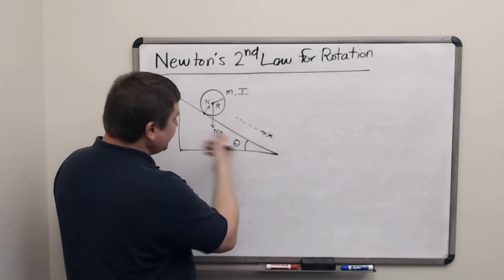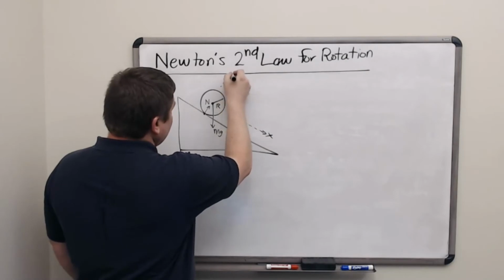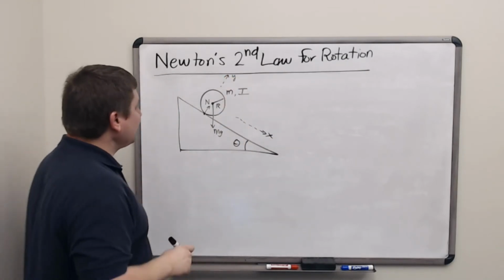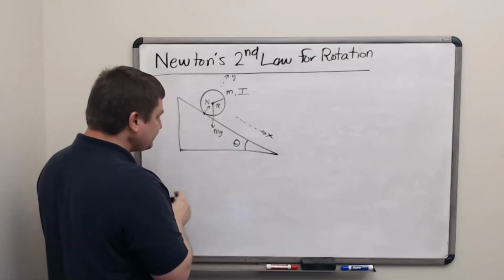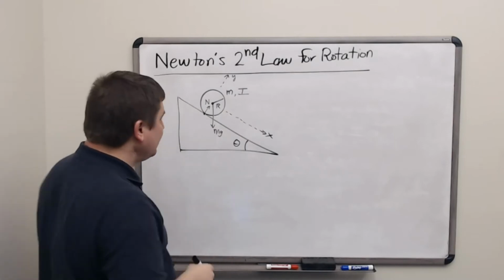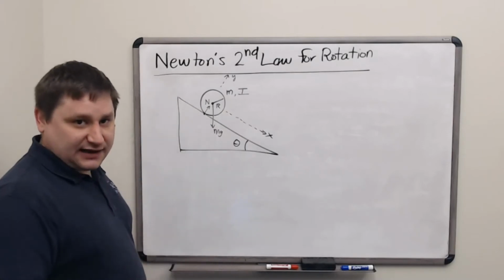So let's set up an axis for our coordinate system. We'll let x point down the ramp and y point perpendicular to the ramp, away from the ramp. This way, if the object rolls down the hill, it will have a positive x acceleration.